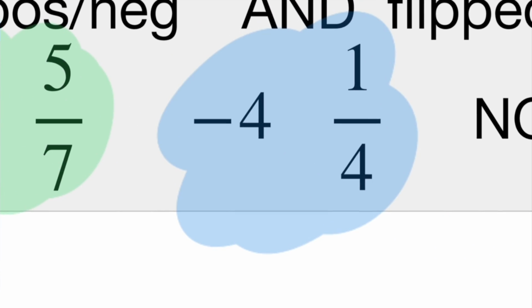Again, here, these two slopes are going to be perpendicular because you can take negative 4 and you can always put it over 1. And then all of a sudden you see that they are reciprocals. Great. And you've got a negative and a positive.